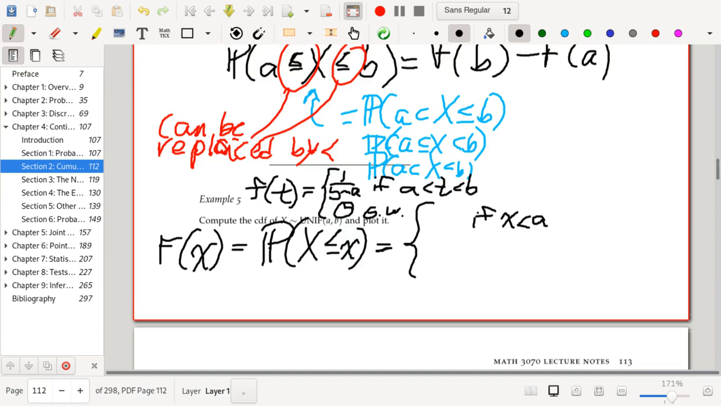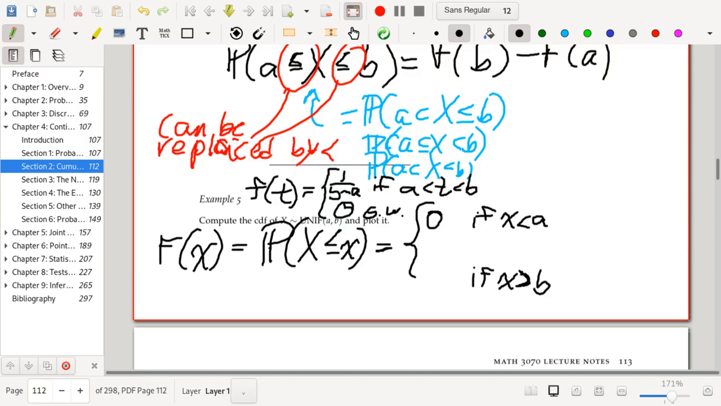So in this case, if x is less than a, then that means that the PDF is going to be 0 for everything at x and to the left. So we're just going to be integrating 0 everywhere. So that means that the CDF is going to be 0 here. Let's suppose also x is greater than b.